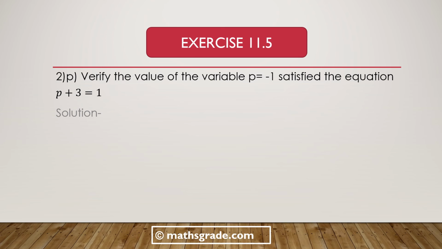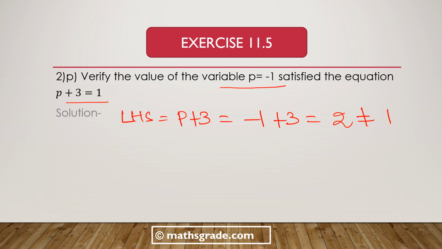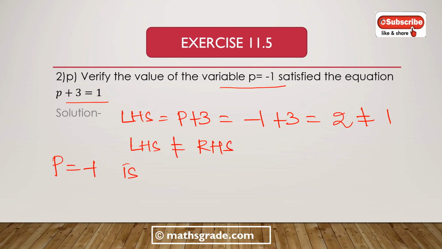Now P B. Verify the value of the variable p equal to minus 1 satisfied the equation p plus 3 equal to 1. Now substitute the variable p equal to minus 1 in the left hand side of the equation. Left hand side is p plus 3. P is minus 1 plus 3 is 2. 2 not equal to 1. So left hand side is not equal to right hand side. So p equal to minus 1 is not satisfied.